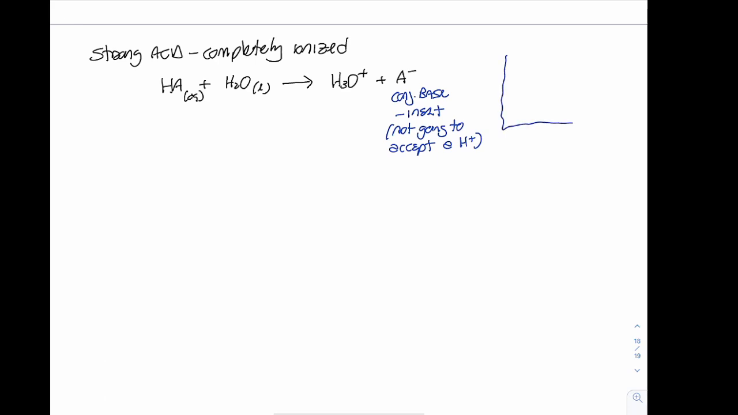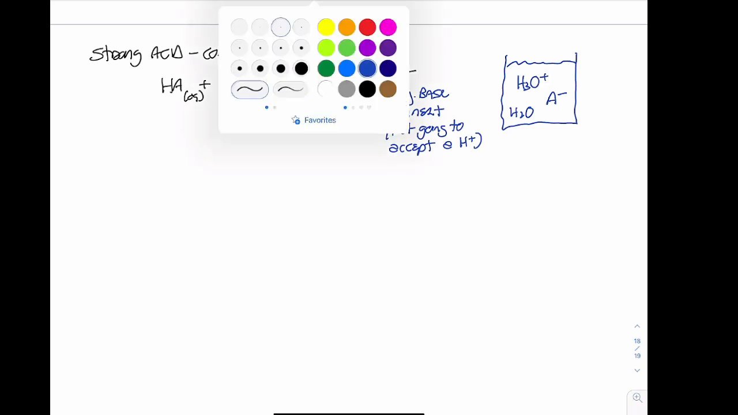If we were to make a beaker drawing, I have hydronium ions, my conjugate acid, and I have A minus. You could throw some water in here if you wanted, but I don't have HA, right? This arrow only going in one direction. Because of that, I'm not going to write equilibrium constant expressions, because it's not going to establish equilibrium.